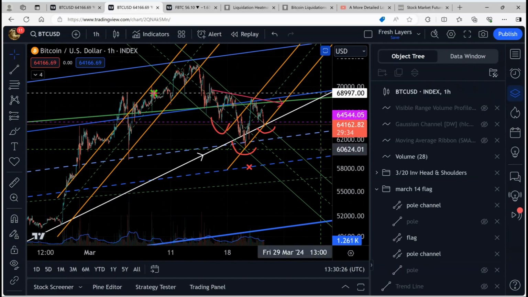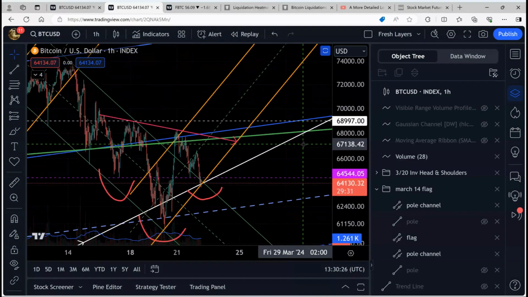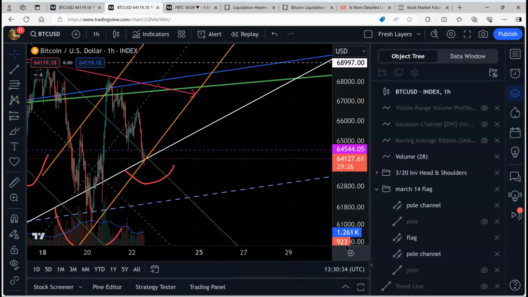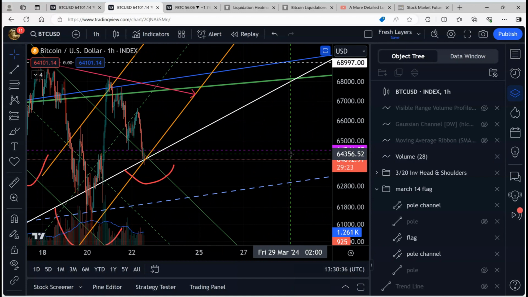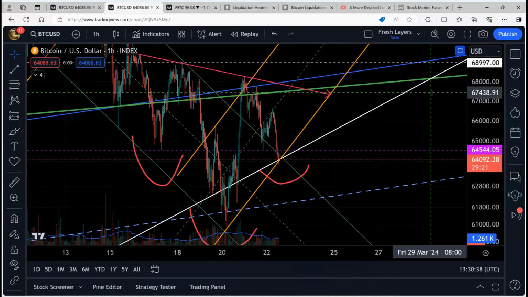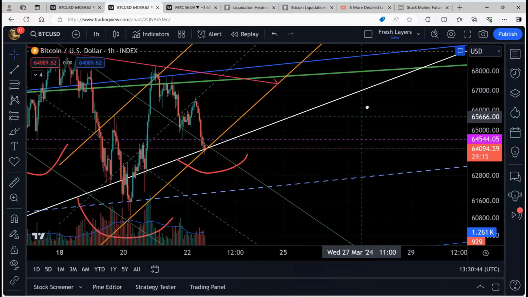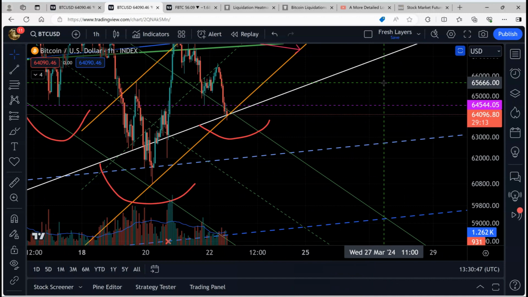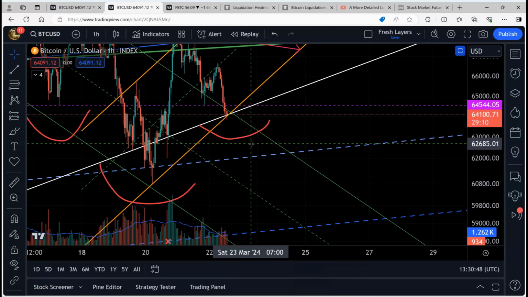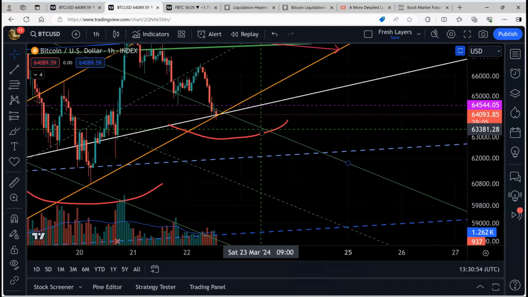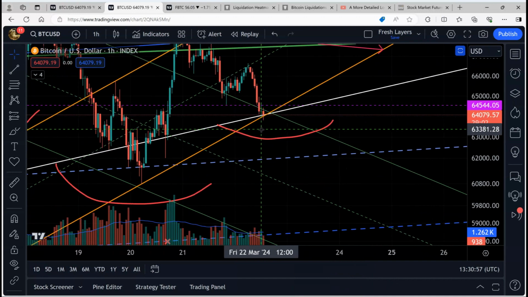Now, first of all, I drew this pole here. Okay, I need to get this off of auto. Let's open it up a little bit. Since I drew this, we have a wick down through it a little bit, so we may have to adjust that, although it's looking pretty good here. I like the way it's drawn.